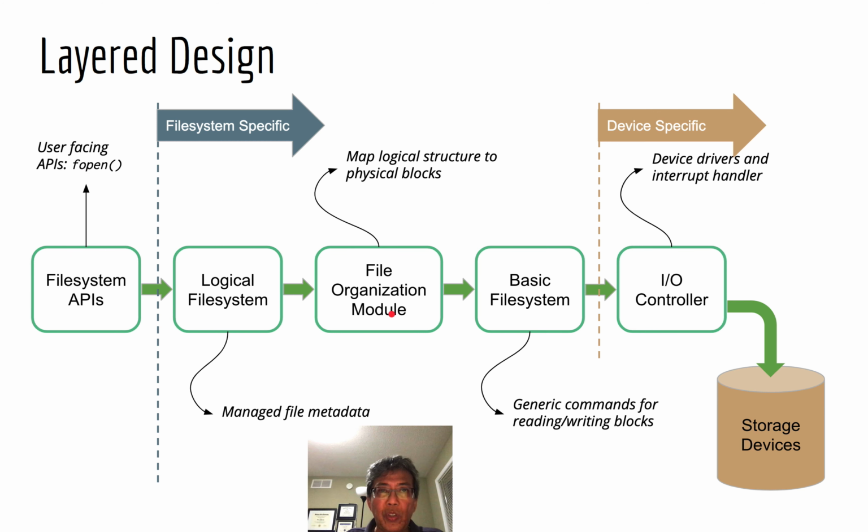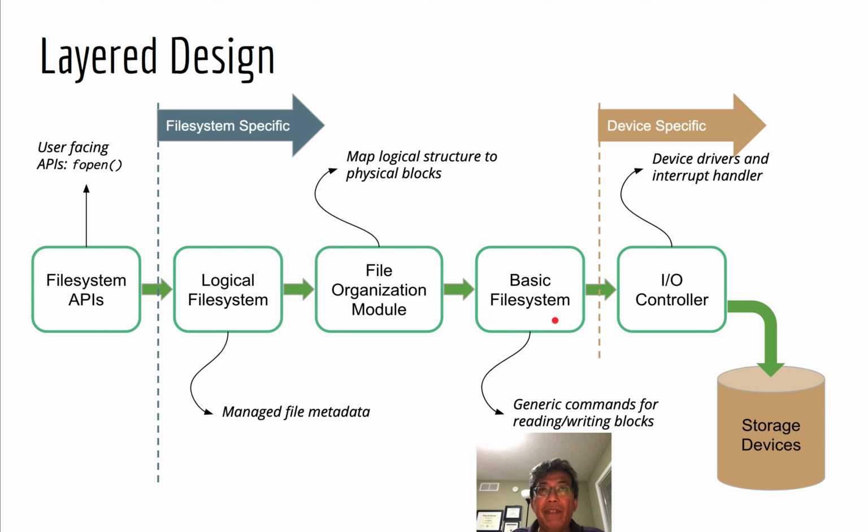The next module deals with converting logical file pointer position to physical block numbers. From the logical point of view of the user, a file is associated with a file pointer that can move forward and backward. But the physical implementation of moving the file pointer backward or forward will translate to which block will be read from your storage device.